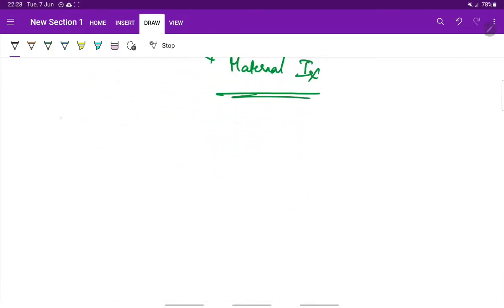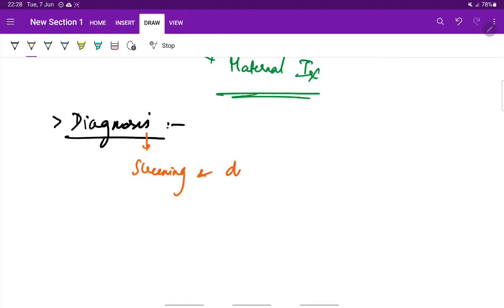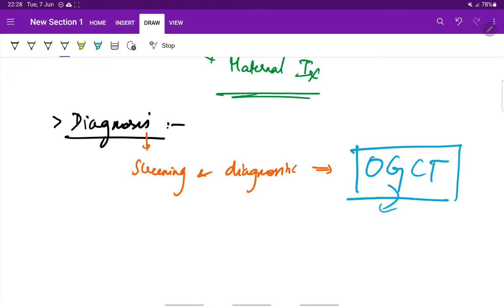Now, coming to the diagnosis. Diagnosis of gestational diabetes mellitus. Nowadays, for both screening and diagnostic purposes, only one test is performed, which is the oral glucose challenge test. OGCT stands for oral glucose challenge test. So, this test is recommended as both a screening and diagnostic test.